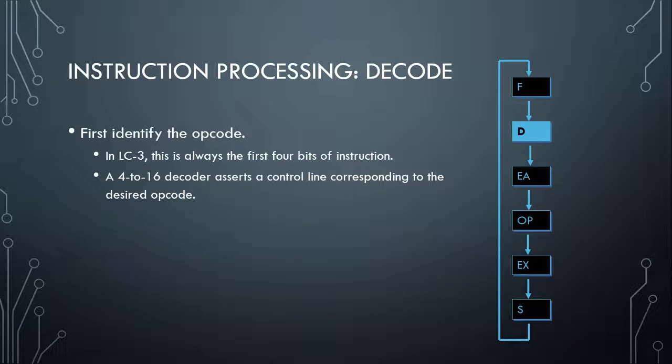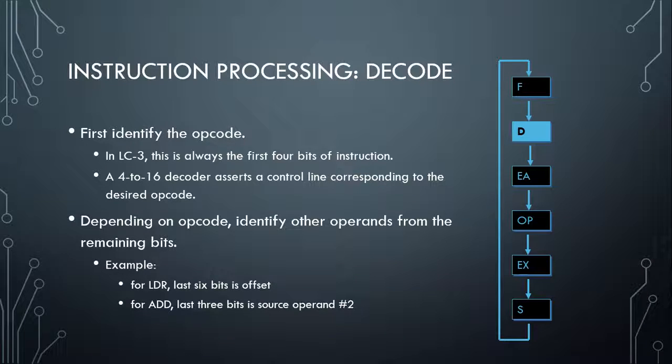Later on, as we start getting into things, you can look back at some of these and say, okay, now I have a better understanding of what that corresponds to. Right, so we're going back to the opcode. Remember, I showed you some examples with the add and the load. Here, that is using that opcode again. Depending on the opcode, we're going to identify other operands from the remaining bits.